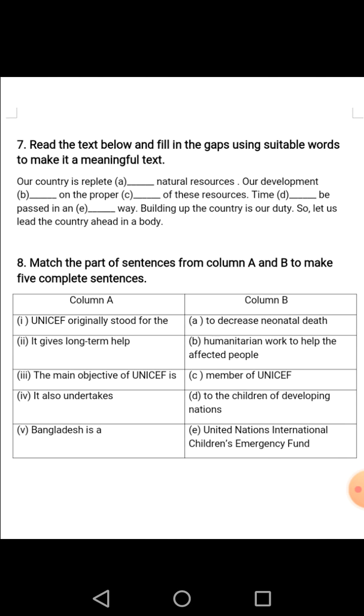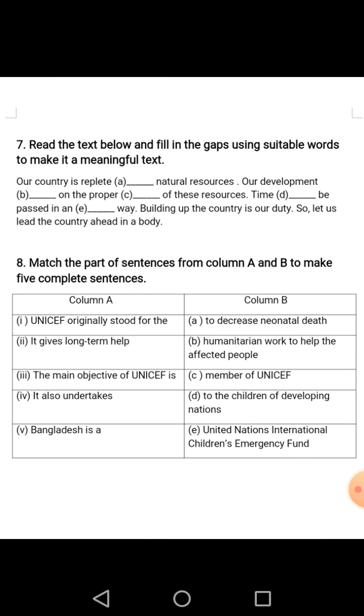I am telling you the answers. Everyone listen carefully. Our country is replete with. Number A, answer is with natural resources. Our development is on the proper utilization of these resources. Time cannot be passed in an idle way. Number E, answer is idle way. Building up the country is our duty, so let us lead the country ahead in a body.